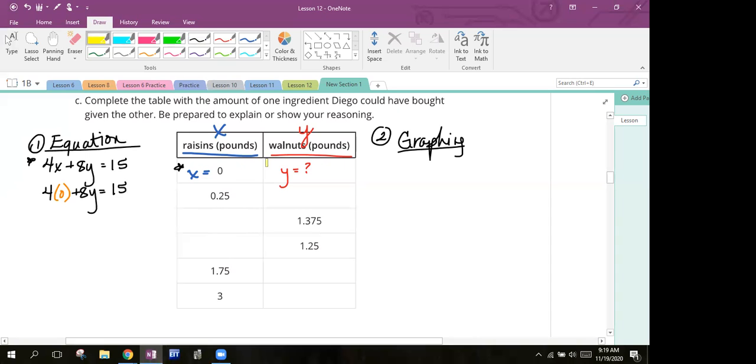Okay, so once again, it's wanting me to find my y, so that's what I need to be solving for. I know that 4 times 0 is 0, so that essentially just cancels it out. And then I have 8y equals 15. Well, if I'm trying to get that y by itself, that's 8 times y, so I'm going to divide both sides by 8. And I get y equals 15 divided by 8, which is 1.875. So that would be what I would put over here in my table.